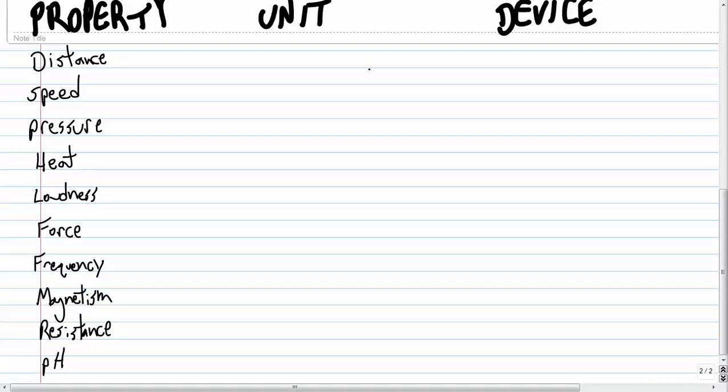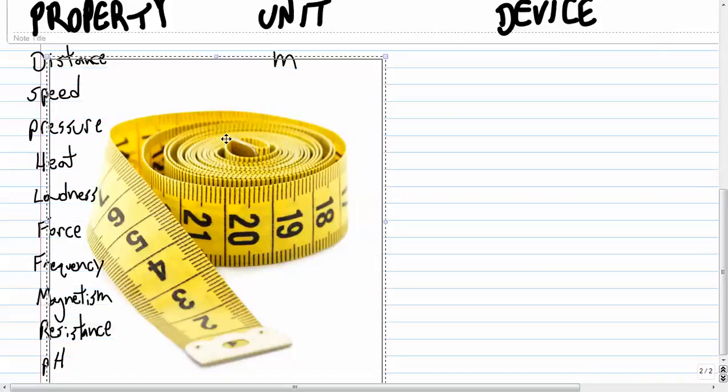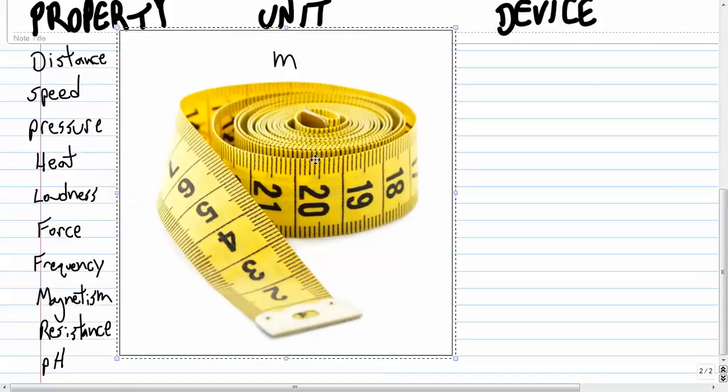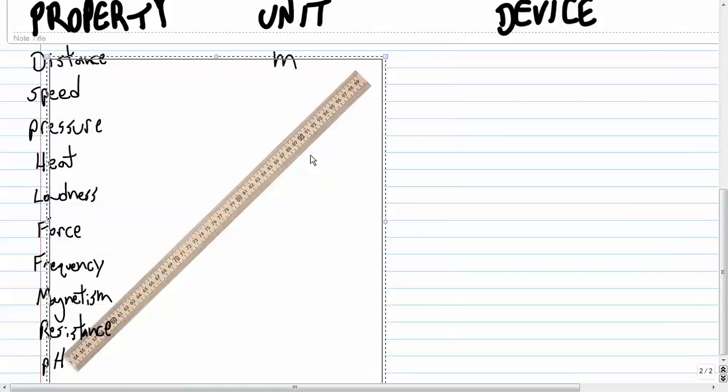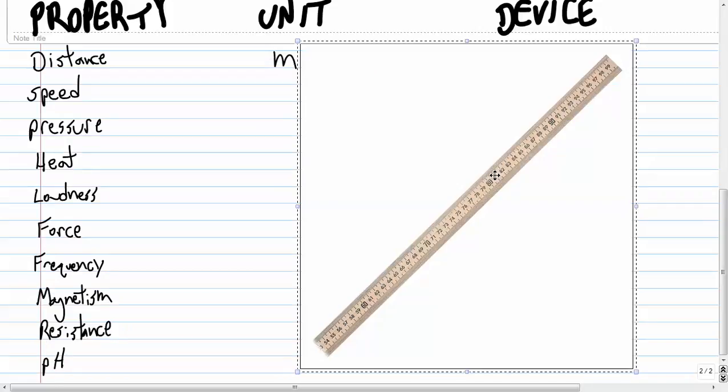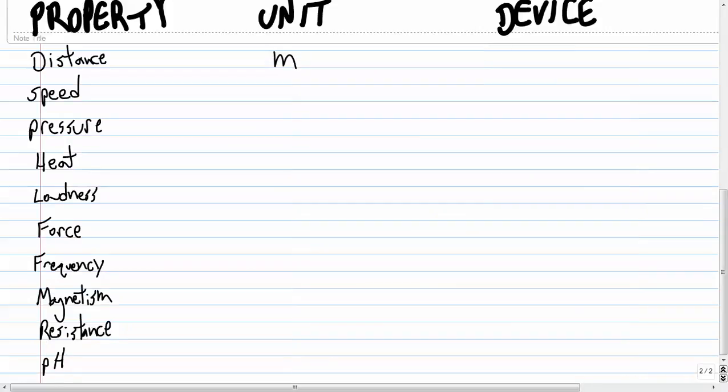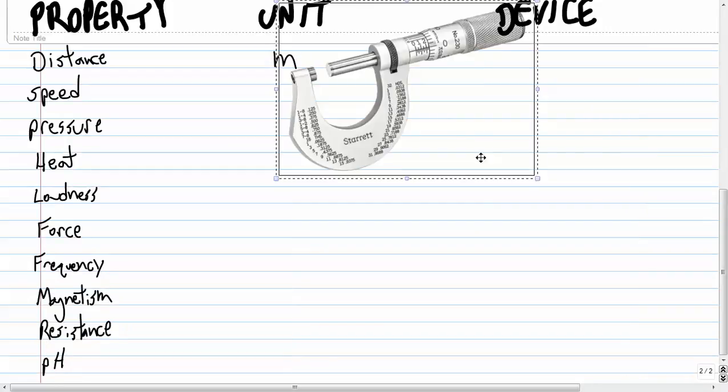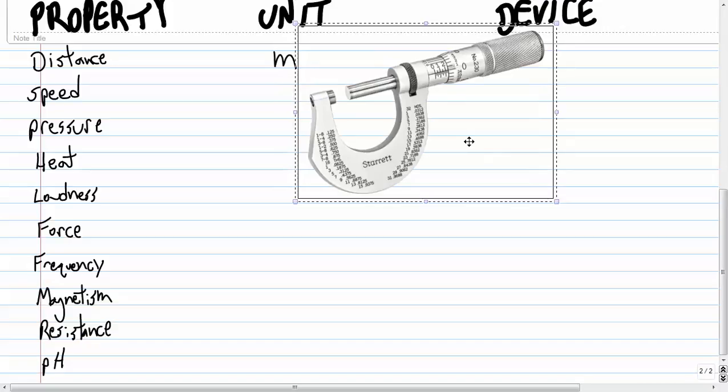The unit that we use most often for distance is the meter, and there are lots of different devices we can use to measure distance. You can use something flexible, like a tape measure. That's one thing you can use. Or you could use a good old-fashioned meter stick. That's something that you could use. This device right here is made for measuring very precise small distances usually.